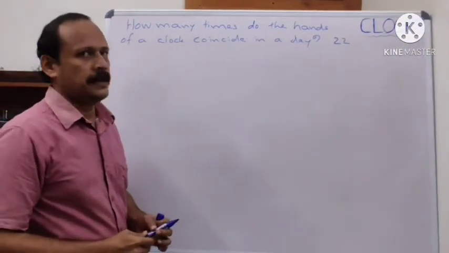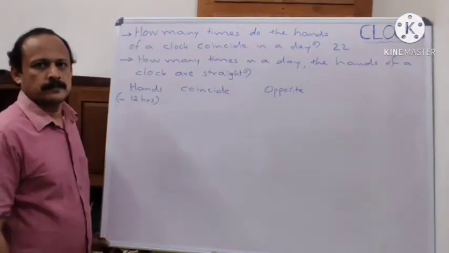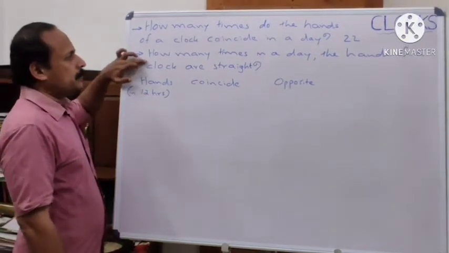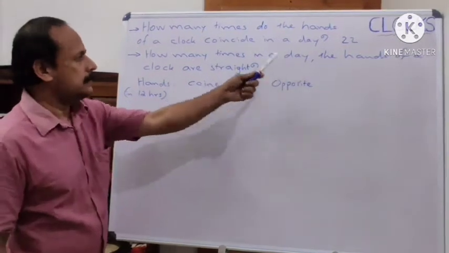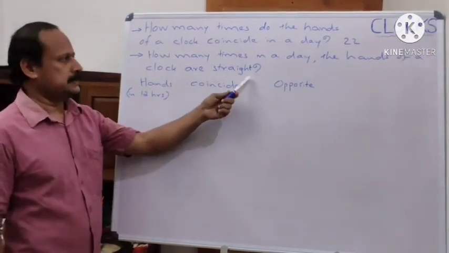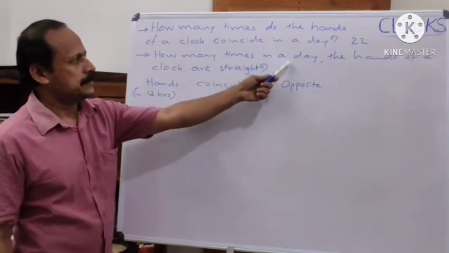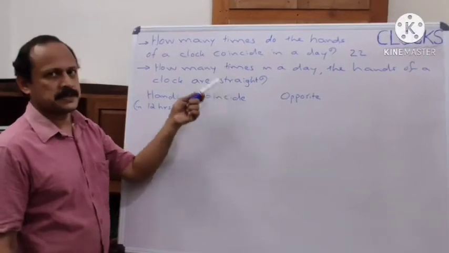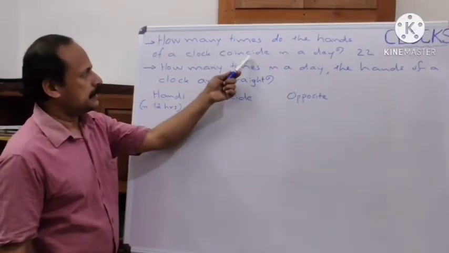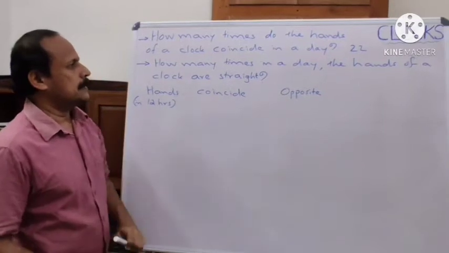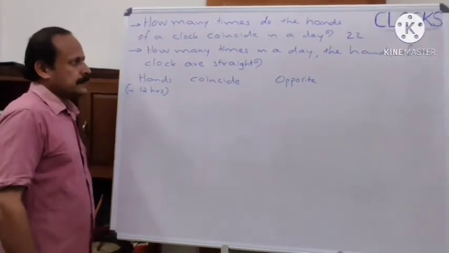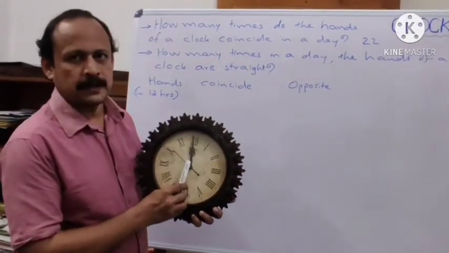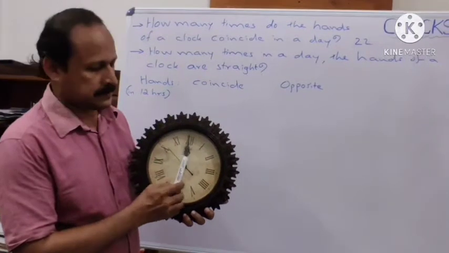Okay, we go to the next question. The question is, how many times in a day the hands of a clock are straight? What is the difference between these two questions? In the previous case, the hands coincide. Here, the hands are straight. And we have two cases. See the cases. If they coincide, they are said to be straight.